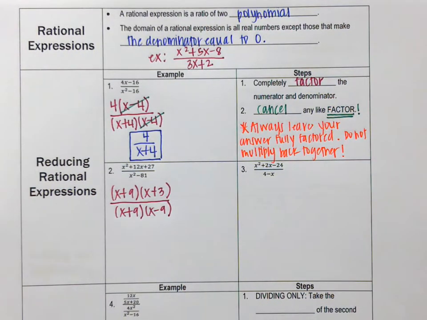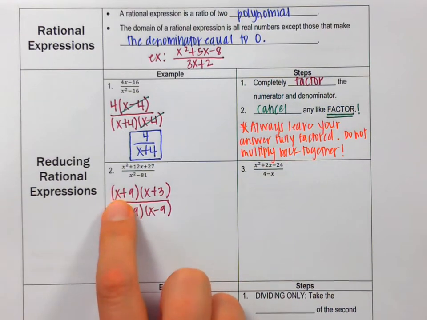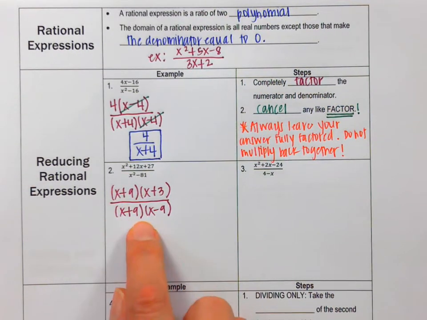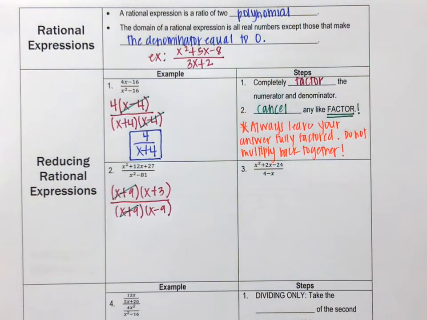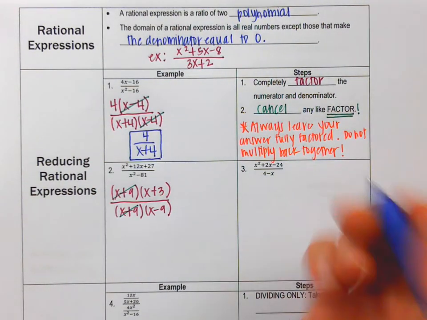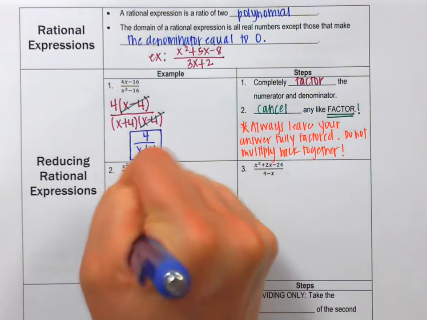Okay, so I factored mine. X squared plus 12x plus 27: my two numbers that multiply together to get me 27 and add to get me 12 are 9 and 3. And then the bottom is a difference of squares. So now that I've completely factored the numerator and the denominator, I look to see, are there any like factors? And there are. X plus 9 is exactly the same as x plus 9, so I can cancel those out. And I am left with x plus 3 over x minus 9.